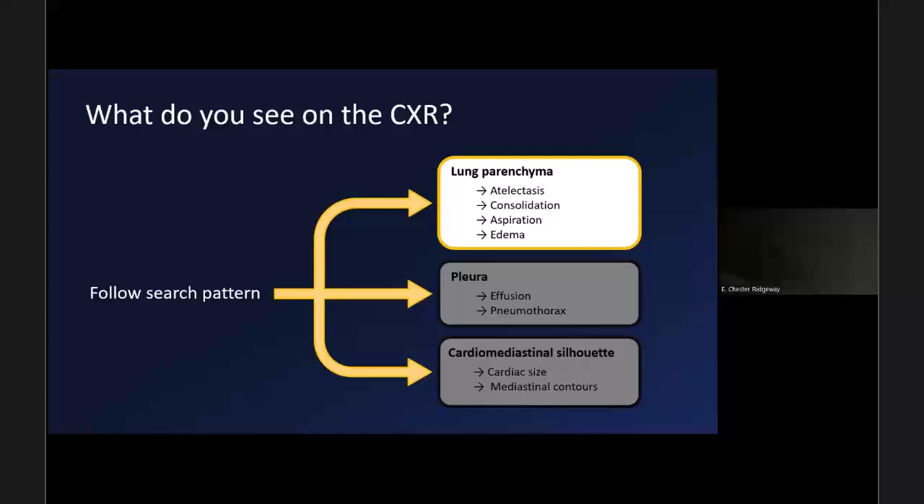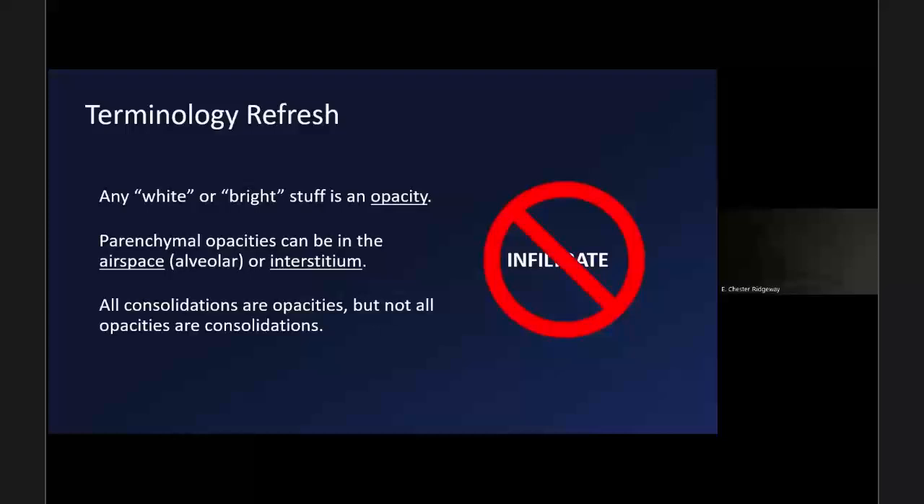All right. Okay, so we're going to start off with our first pick here, lung parenchyma. But first we're going to pause. I just want to set everything straight first. We're going to do a quick terminology refresh, just in case I haven't drilled it into your minds yet. If you see anything white or bright on an X-ray, you're going to call it an opacity. Parenchymal opacities, now we're talking about the lung parenchyma here. So they can be an airspace opacity, which is an alveolar process, or it can be an interstitial opacity.